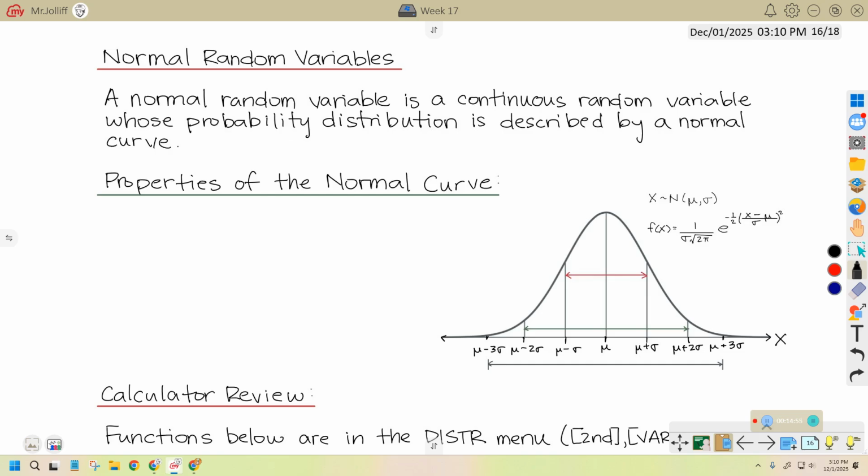Empirical rule, good. Properties of the normal curve. You also have access to Google if you remember nothing from Unit 1. Properties of the normal curve. What do we remember? Perfect.